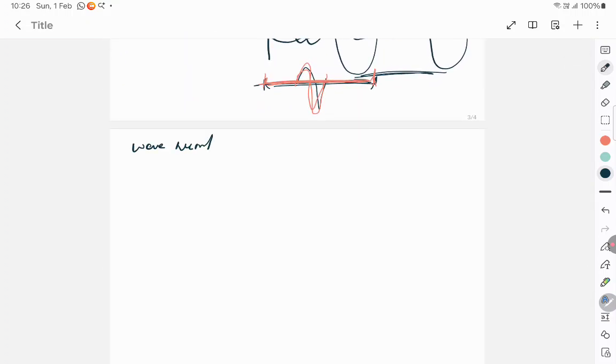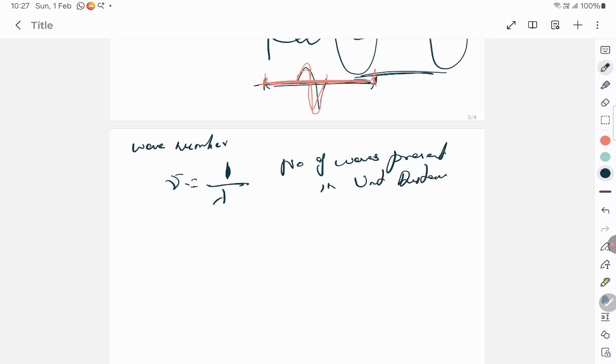So then what is a wave number? A wave number is basically mu bar, which is the reciprocal of wavelength. It means the number of waves present in unit distance. Unit distance, how many waves are present in unit distance. You must have learned this in chemistry. So that's known as wave number. SI unit is per meter because it's 1 by lambda. Then there is the angular wave number. Okay, I think this is enough.